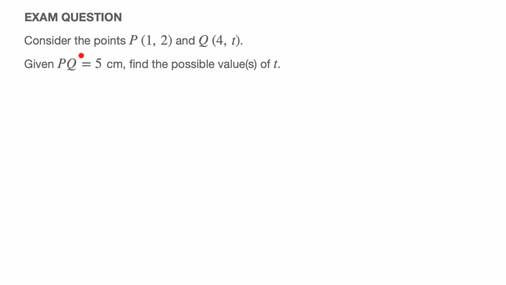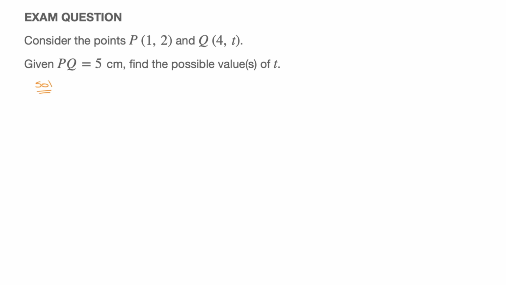We're told consider the points P with coordinates 1, 2, and Q with coordinates 4, t. We're then told, given PQ is equal to 5 centimeters, find the possible value or values of t. Okay, now as I always do, I'll start by writing SOL for solution.